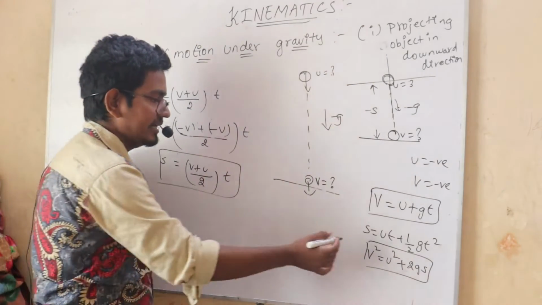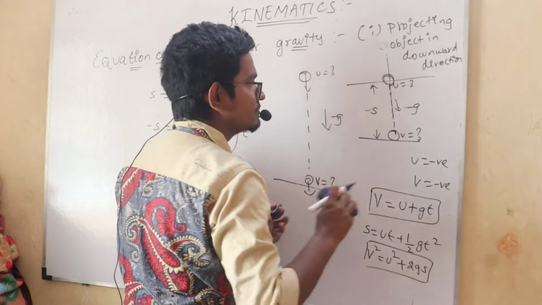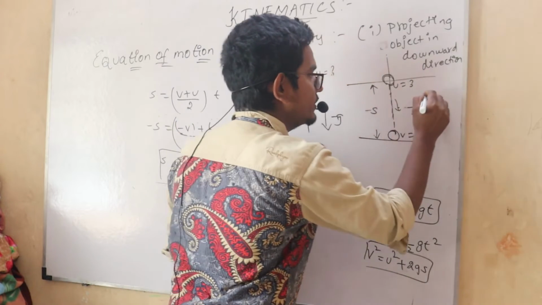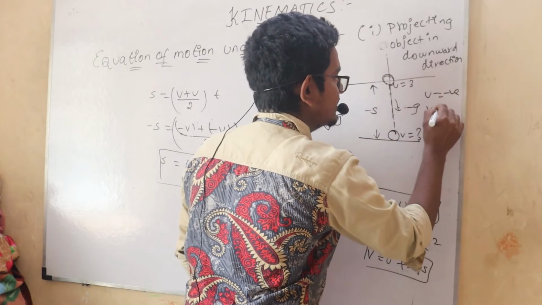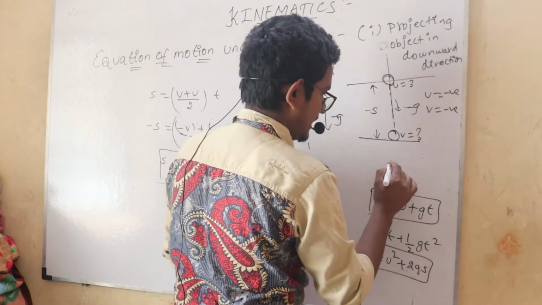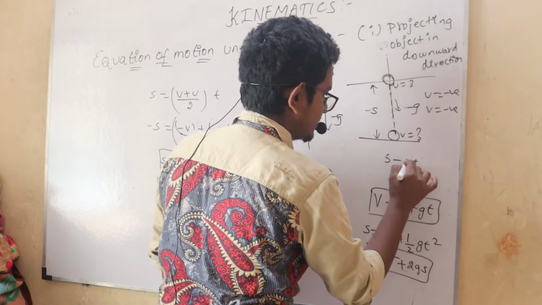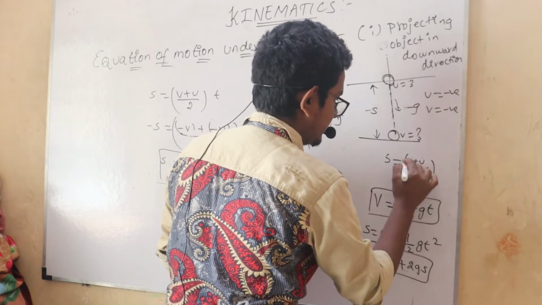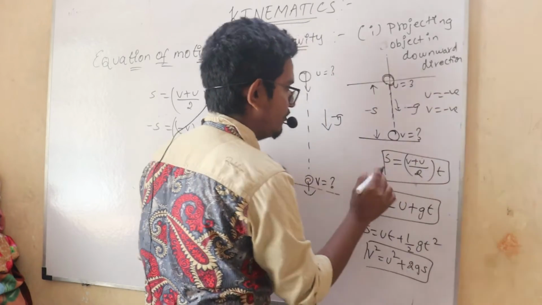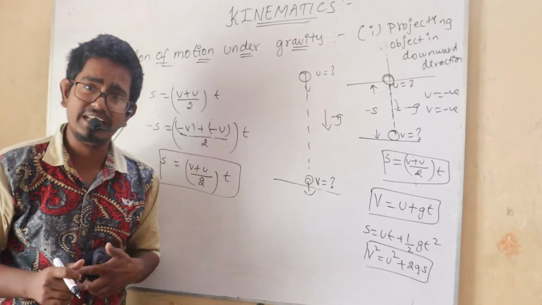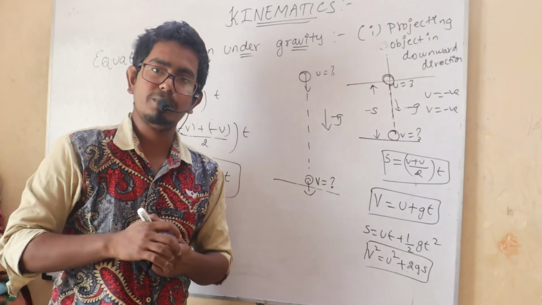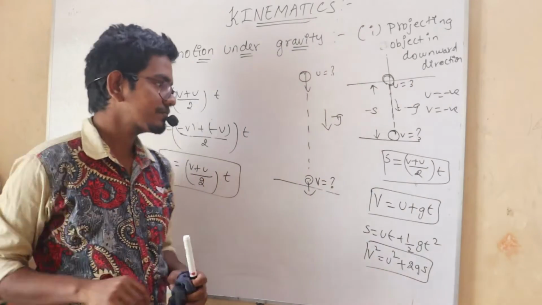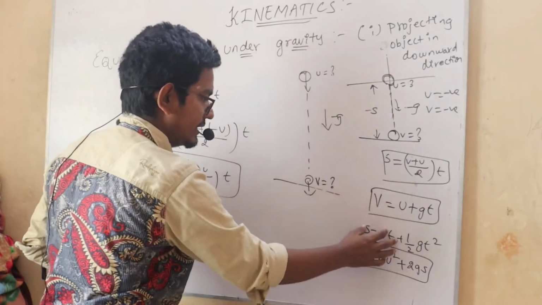So I am writing here S is equal to ut minus half gt squared, where g is negative and v is also negative. My fourth kinematic equation, S is equal to (v plus u) by 2 into t. You can use the same formulas for the equations of motion under gravity in the first case, when I am projecting my body in the downward direction. So these are the 4 kinematic equations.